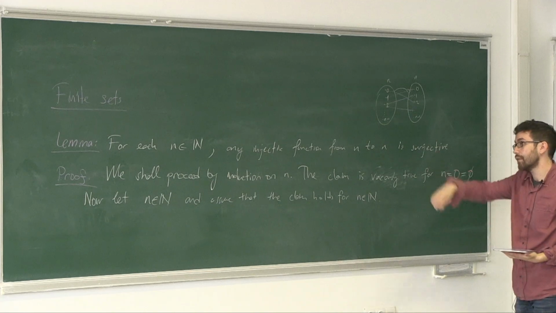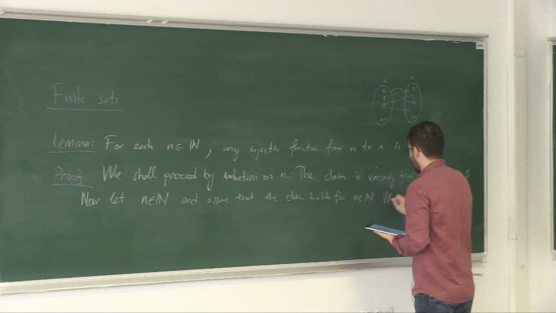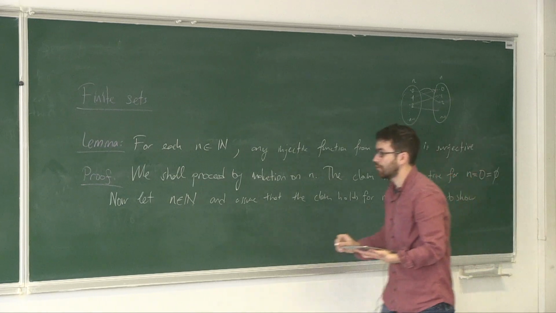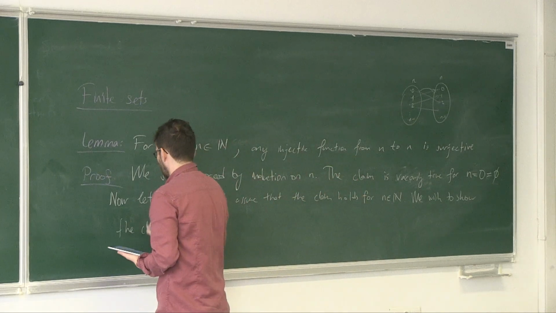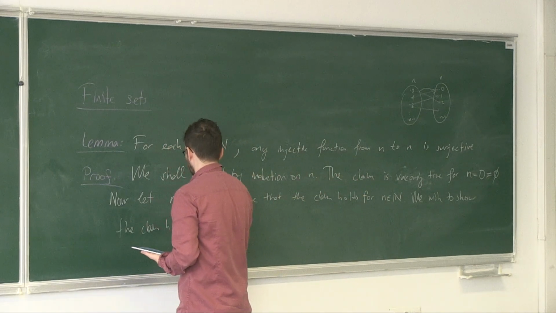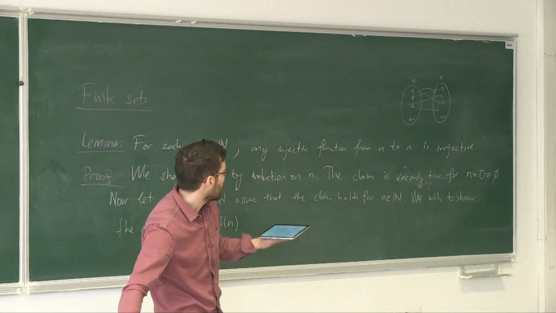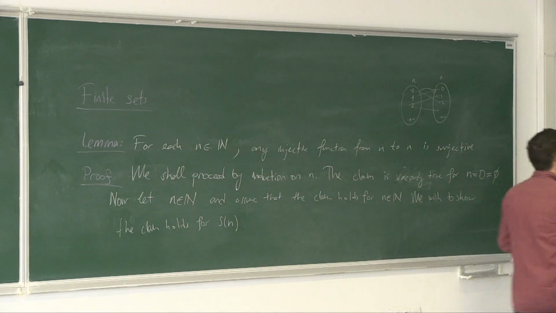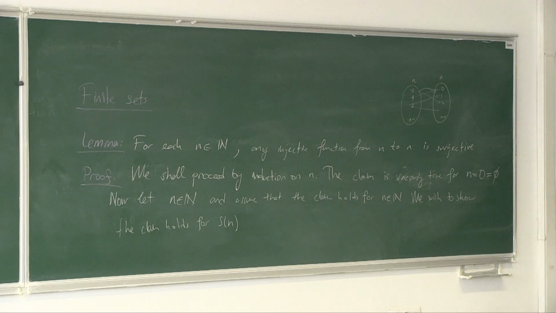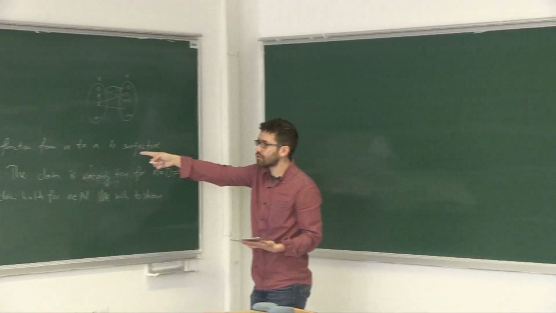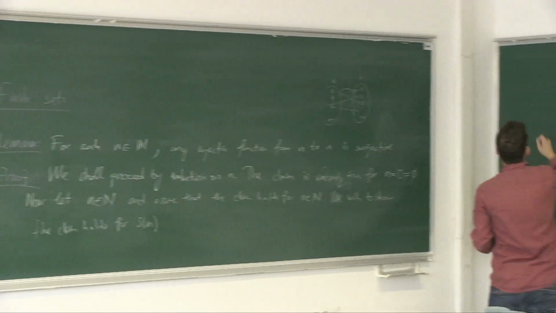So the claim is true for 0. Assume that it's true for n. We wish to show the claim holds for successor of n. Now, let's go to this board. How do you show that this claim is true for successor of n? You need to show that any injective function from successor of n to successor of n is a surjection.